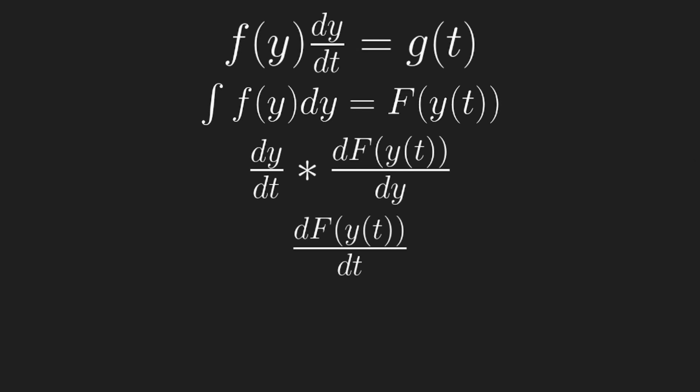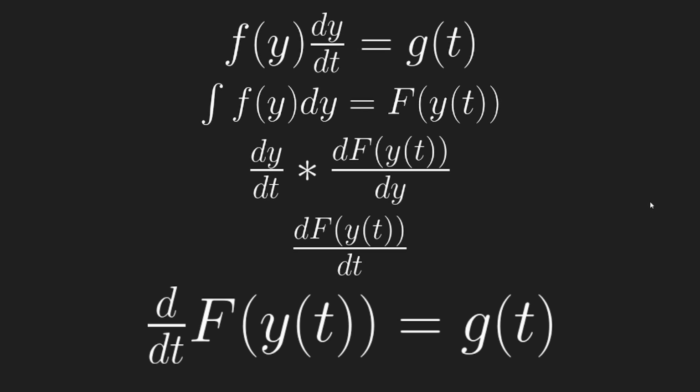But then the thing is that if this is the derivative of that, and this is the antiderivative of that, shouldn't the derivative of that just be that? It is that. Look at this. Here we go. This is the equation we're working with.